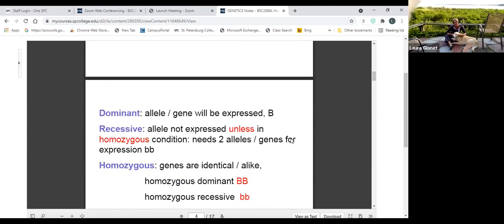Dominant is the allele or gene that will be expressed and always identified with a capital letter. And recessive is the allele that's not expressed unless it's homozygous, which means that you have inherited two lowercase letters. Recessive is always indicated with a lowercase letter.